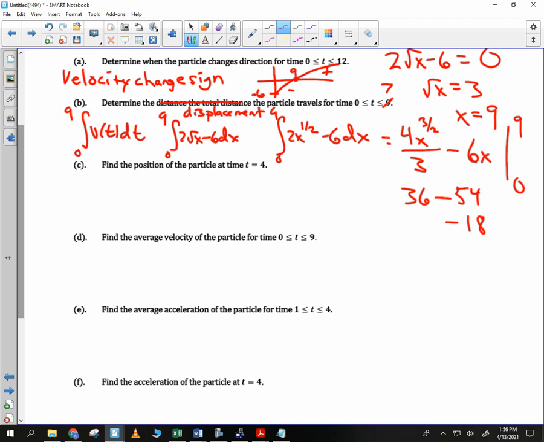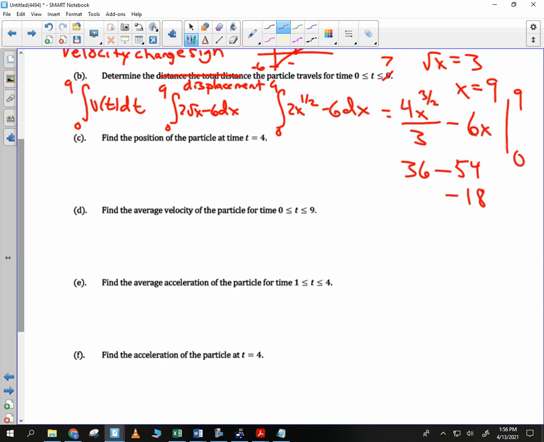It says find the position of the particle at time equals 4. Let's just do time equals 9. Remember, how do we find position again? Start plus displacement.